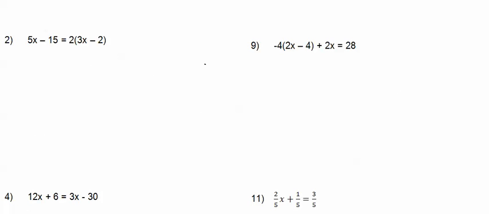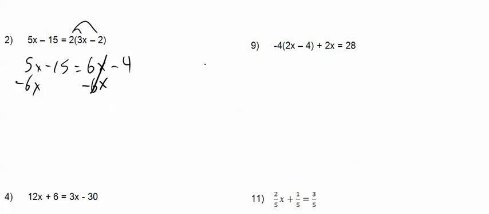Okay, if we look at number 2, again we need to simplify this side of the equation over here. There's nothing we can simplify over here, so we're just going to leave this alone. Then we're going to multiply and multiply. We get 6x minus 2 times 2 is 4. Alright, then we need all of the x's on one side of the equation. So I'm going to do the opposite of 6x. It's minus 6x. Those cancel.